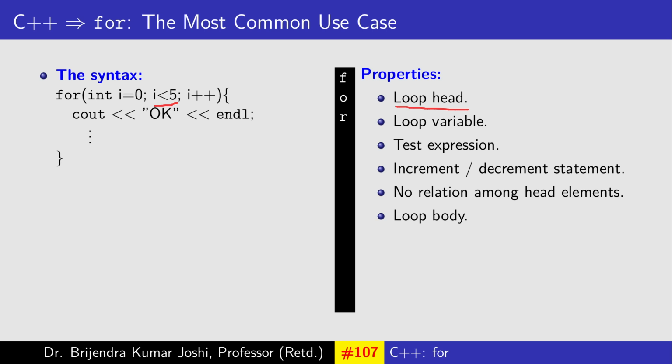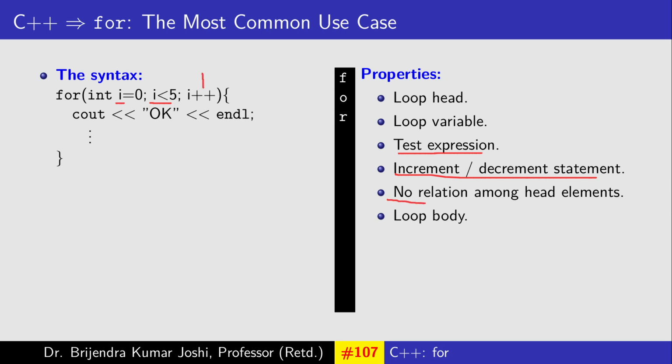So what is the loop head? As I told you, this part is the loop head, and anything which you write within the pair of braces is called the loop body. So here it is, the loop body. Loop variable: what is the loop variable? Here i is the loop variable, because i controls the number of times the loop body would be executed. Test expression, as I have told you: i less than 5 here is the test expression. Then this is the increment/decrement statement.